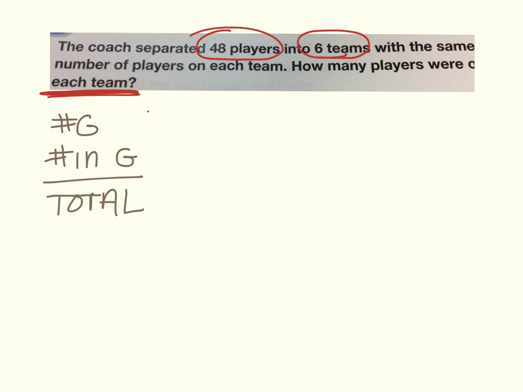Well, we know our total number of players because it says he separated 48 players. And he divided them into 6 teams. Well, the teams would be the number of groups. So 6 times what is 48? Well, I know right away, most of you can say, oh, 6 times 8 is 48. Great. But I don't care if you know the answer. I care, do we know what to do to get it?